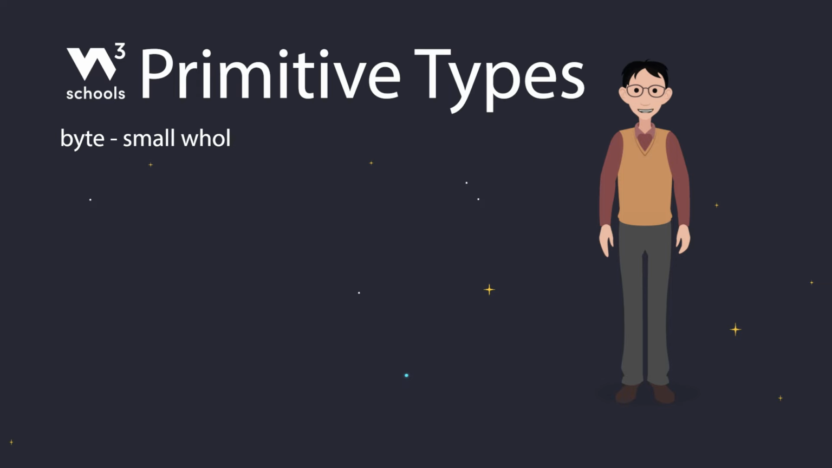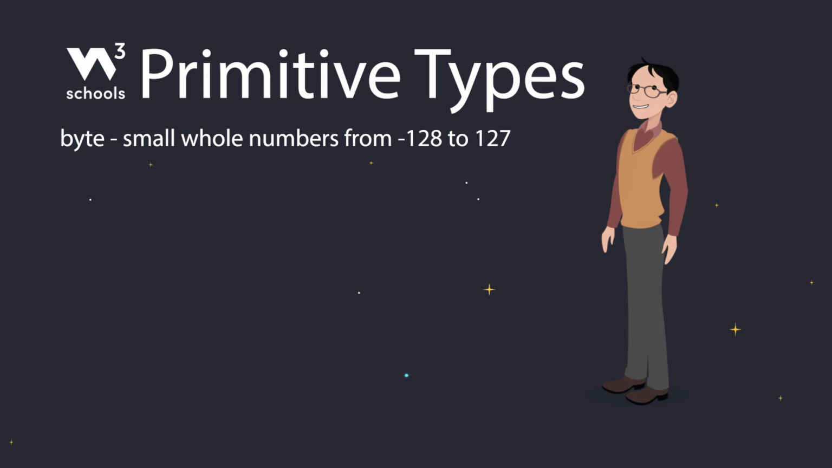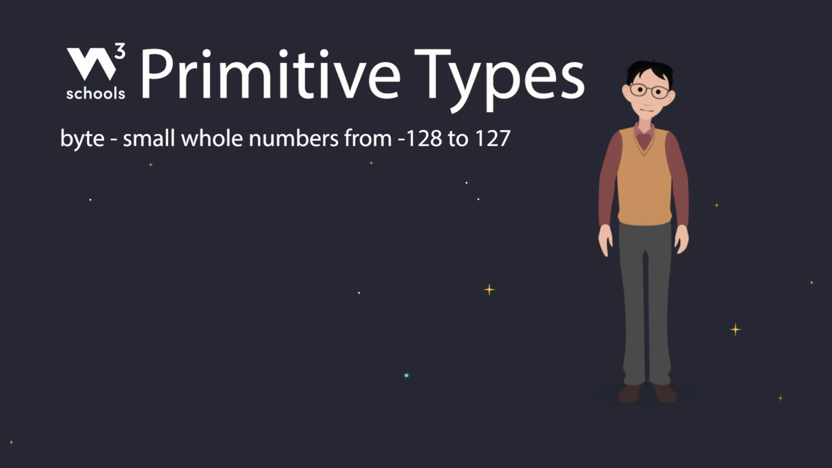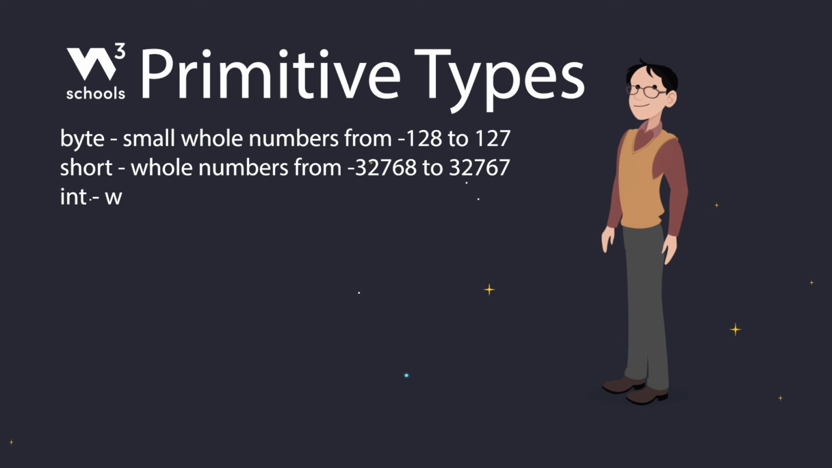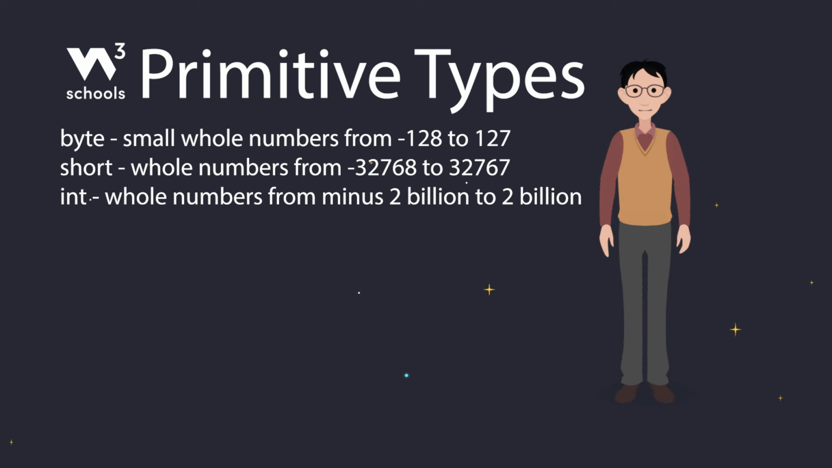Byte stores small whole numbers from -128 to 127. Short, a bit bigger. Stores numbers from -32,768 to 32,767. Int, the most commonly used type, storing numbers from -2 billion to 2 billion.